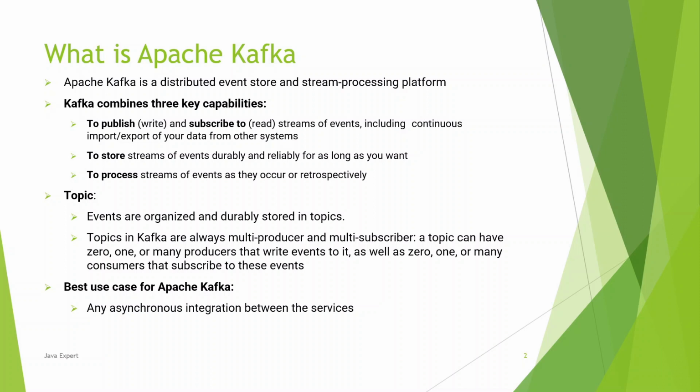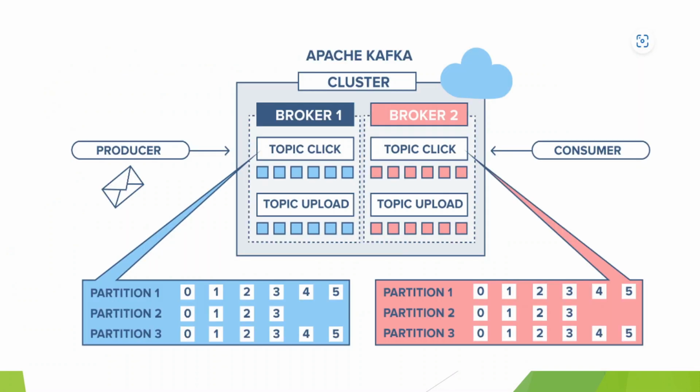So what is the best use case for Apache Kafka? Where can we use this? It can be used in many places. One of the main use cases is in the microservices architecture, whenever you want to integrate two services in an asynchronous way, then we can go for Apache Kafka as a messaging broker or messaging service. I hope you understand the very basic things about Kafka.